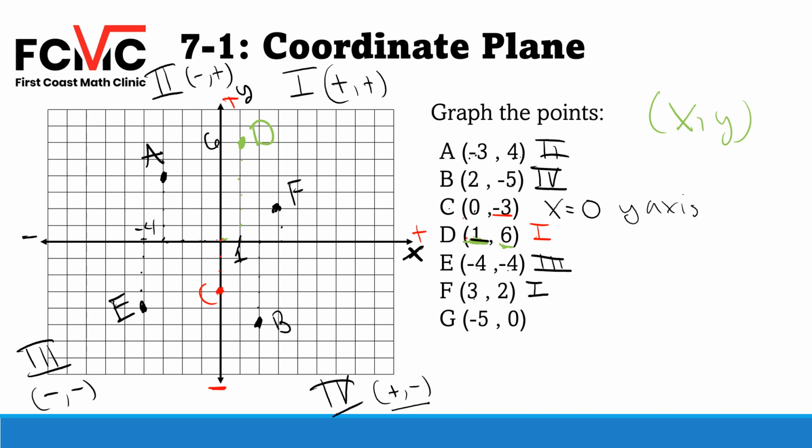And then G is (-5, 0). So here, y equals 0. So this is going to be on the x-axis. So since y is equal to 0, we're not going to move up or down at all. X is equal to -5, so I'm going to go 5 units to the left into the negative direction. 1, 2, 3, 4, 5. So that's my coordinate for G. Okay.